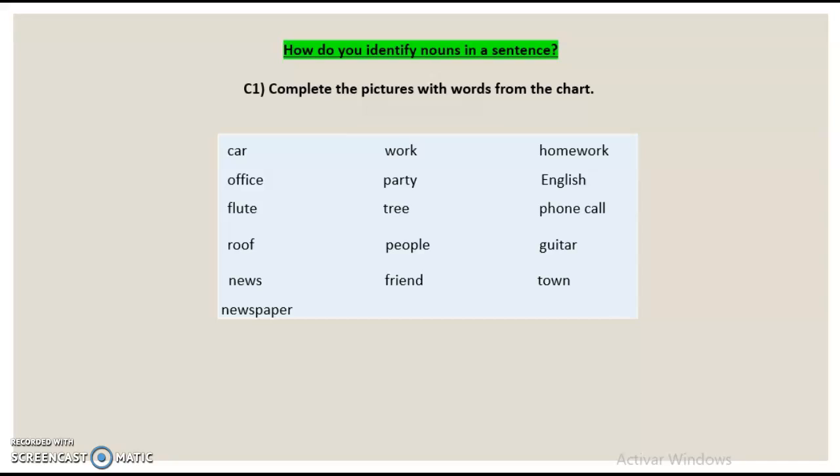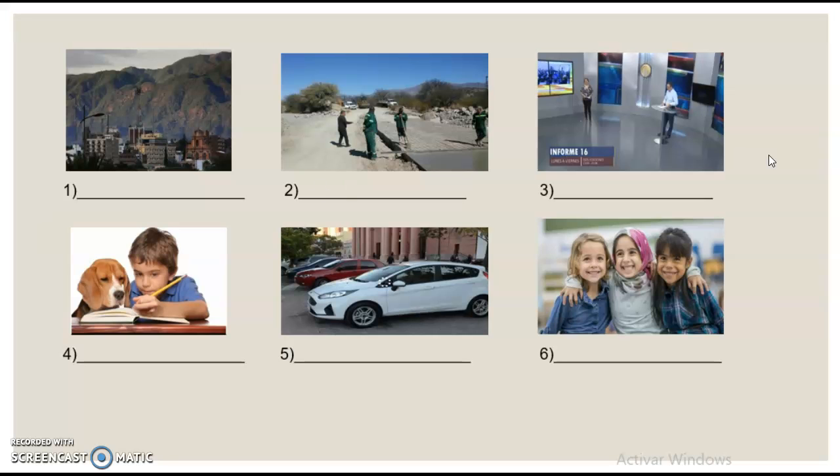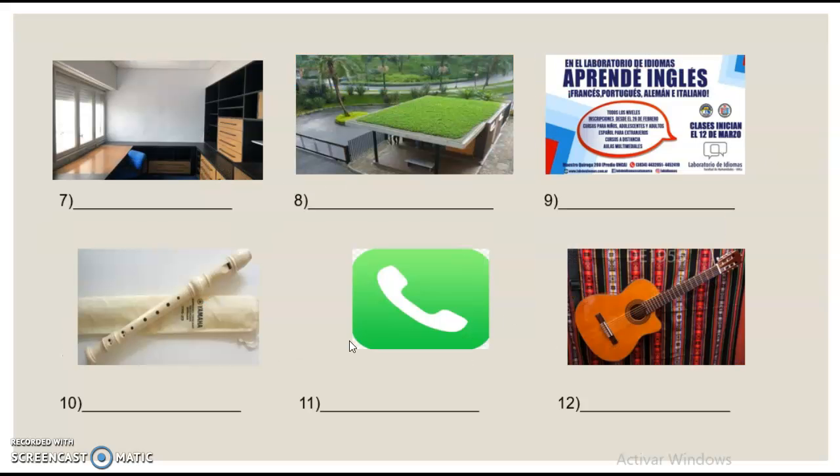How do you identify nouns in a sentence? Complete the pictures with the words from the chart. Car, work, homework, office, party, English, flute, tree, phone call, roof, people, guitar, news, friend, town, newspaper. Now complete these pictures with the nouns.